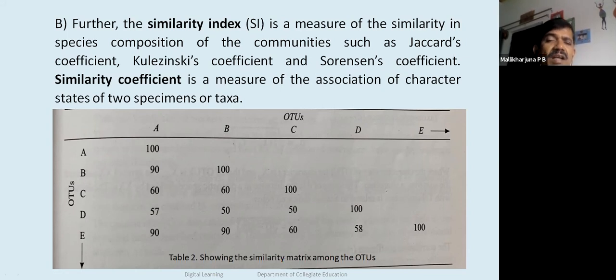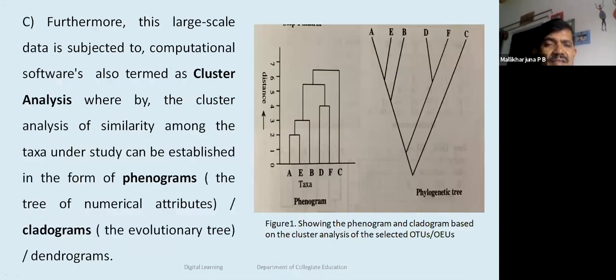Now, this data is further subjected to computer software by computational methods, and thereby we are going to get cluster analysis. This cluster analysis results in the formation of this type of line diagrams, called cladograms or phenograms. So these are revealing the similarity among the taxa.